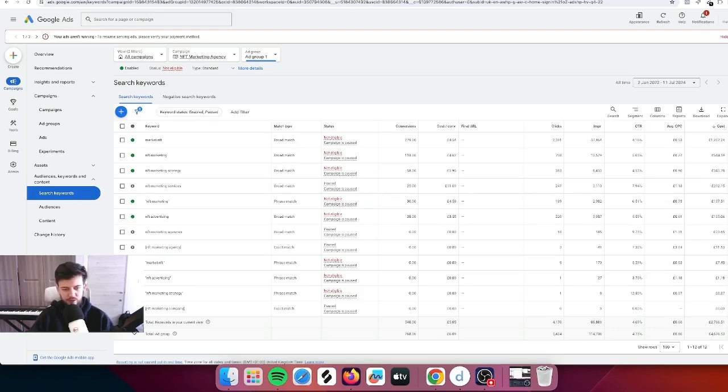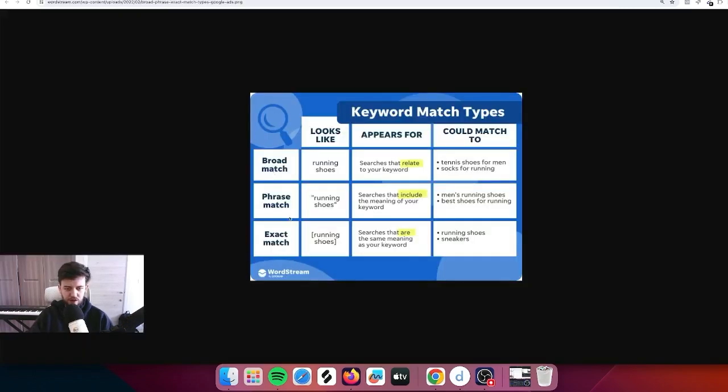Now, in this ad group, I had a mixture of phrase match, broad match, and exact match keywords. For those of you that don't understand how that works, let me go to this image real quick. If I have exact match, I would have these brackets around a keyword. So in this example, running shoes is exactly what I would be bidding on. I would only bid on running shoes. If I go to phrase match, then as it says here, you have searches that include the meaning of your keyword.